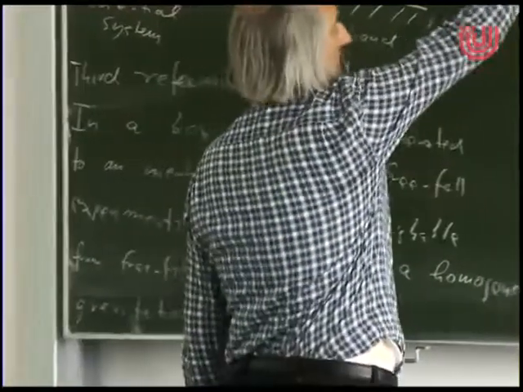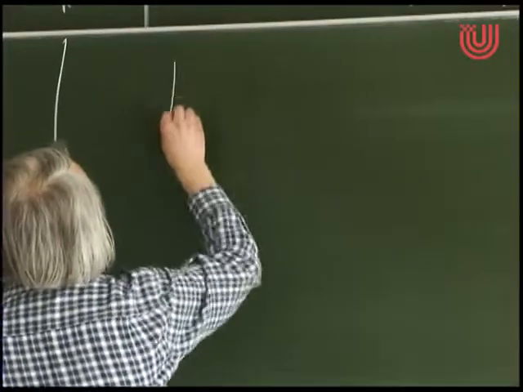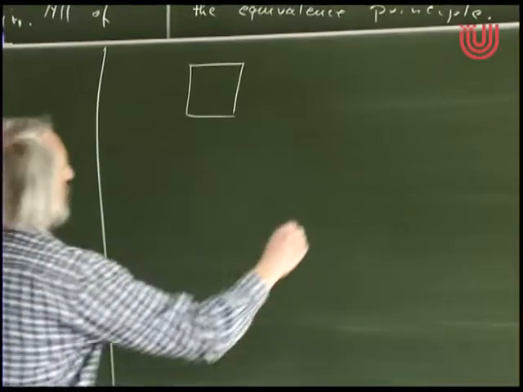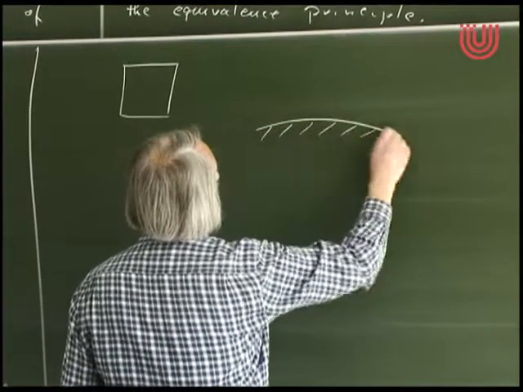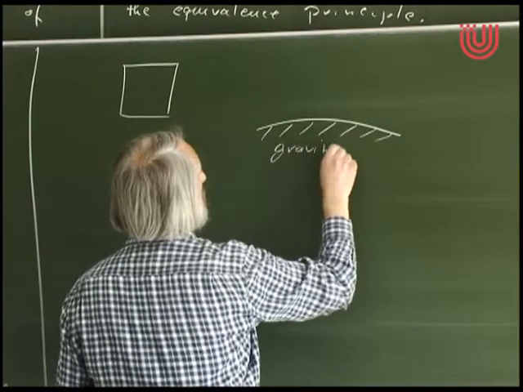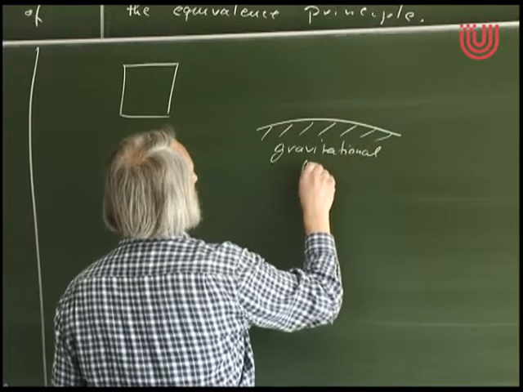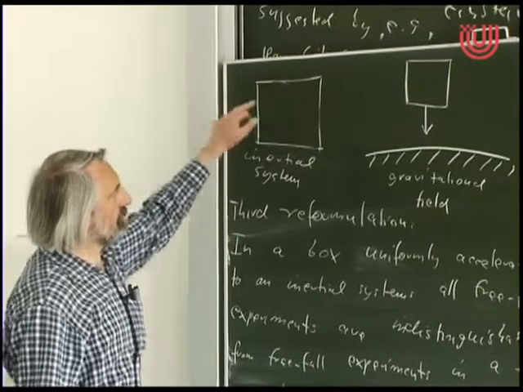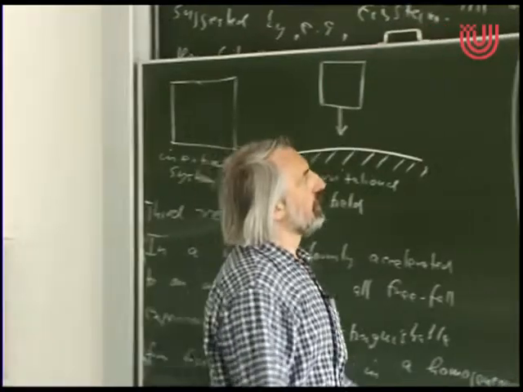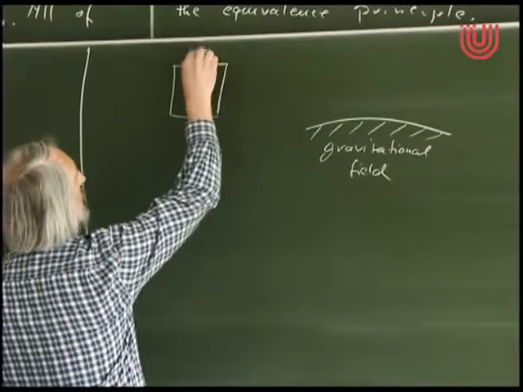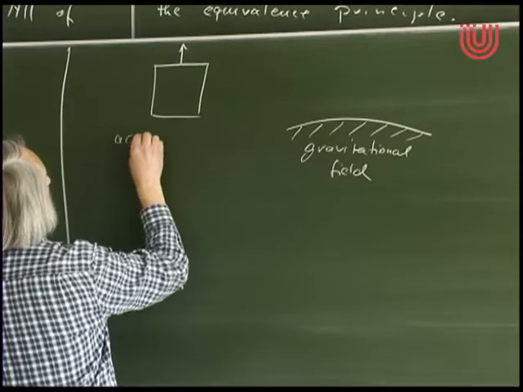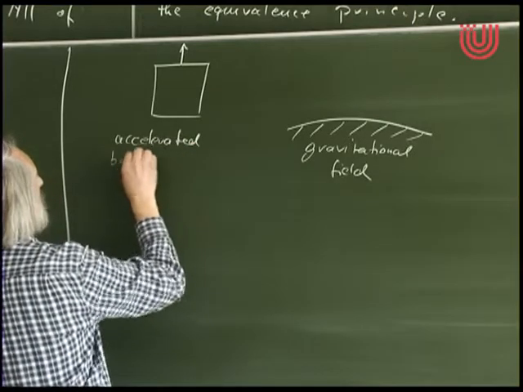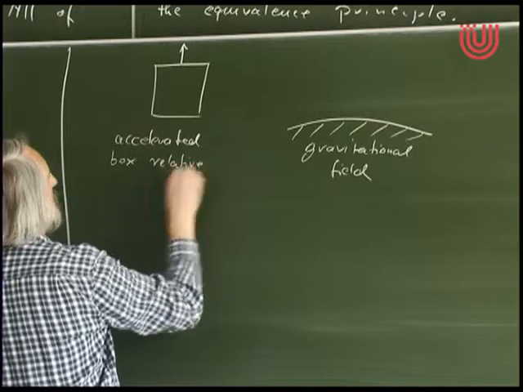So let me again draw a picture for this. So again, we have the situation where no gravitational field is around, and we have a gravitational field. That's the other situation. For instance, here on the Earth, gravitational field. But in this case, we do not consider a box at rest here and accelerated here, but just the other way around. So we have this here accelerated. We have this here accelerated. So accelerated box relative to inertial system.